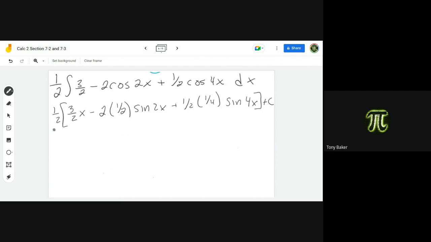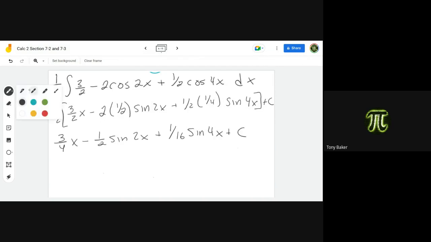Now we can clean everything up. So 3/4 x minus 1/2 sine 2x plus 1/16. How'd you get 1/2 sine 2x if it's 2 times 1/2? I'm distributing the 1/2 in the front. So yes, 2 times 1/2 is 1, times 1/2 is 1/2.